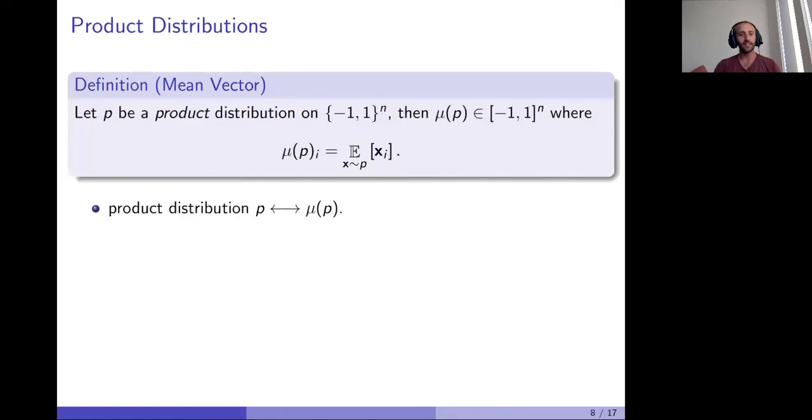And it's not hard to see that every product distribution not only has a corresponding mean vector, but that this mean vector is unique. In some sense, this mapping is really one-to-one.